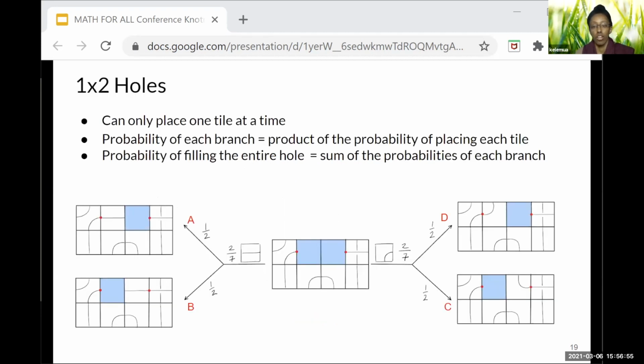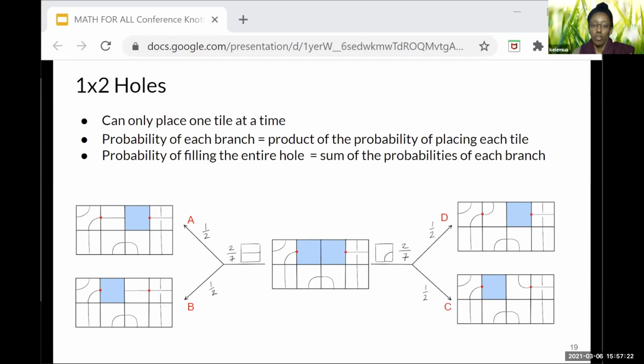And then moving on to 2-tile holes, we started with the 1x2 holes. So in creating these probability trees, we decided that we would only place a single tile at a time, and that the probability of each branch would be the product of the probabilities of placing each tile along it. And the probability of filling the entire hole is the sum of the probabilities of each branch.